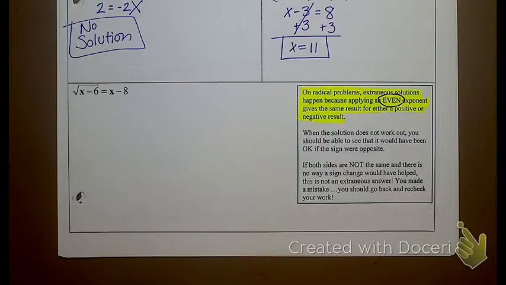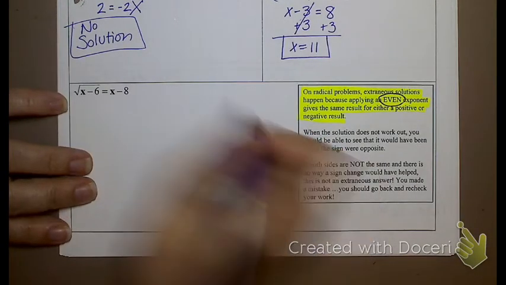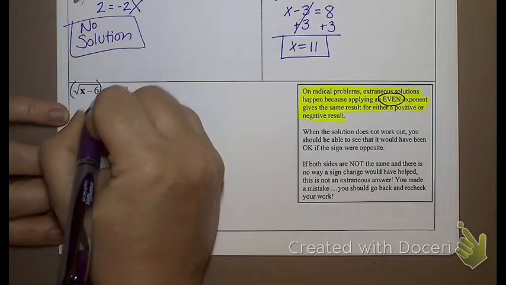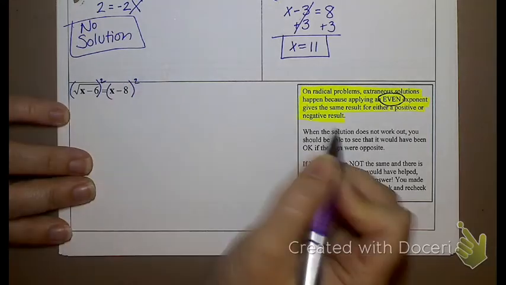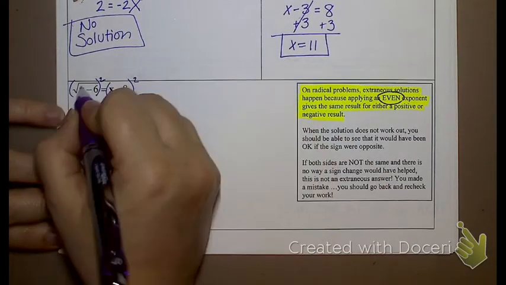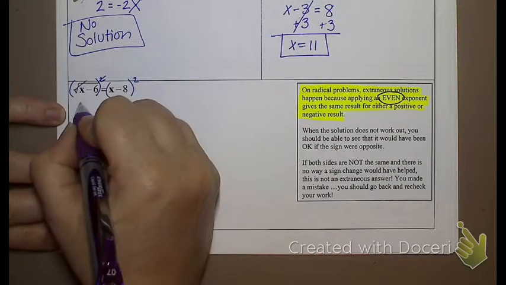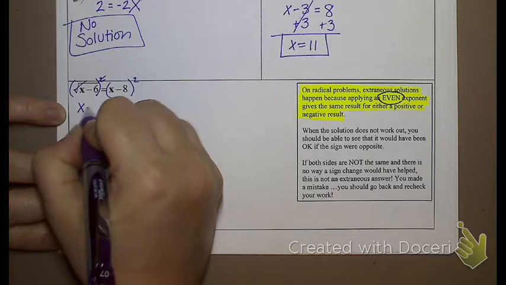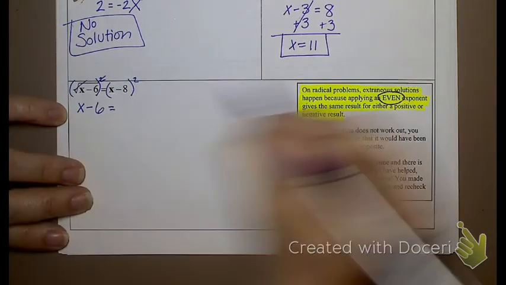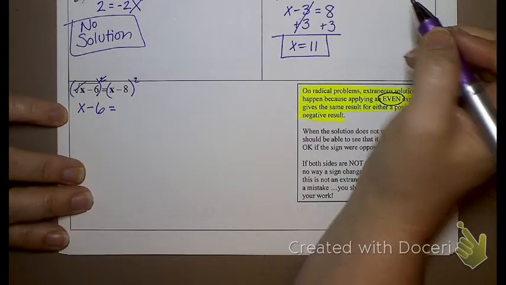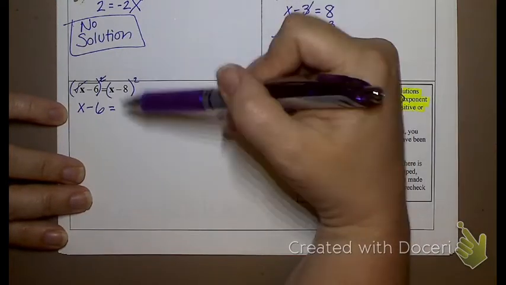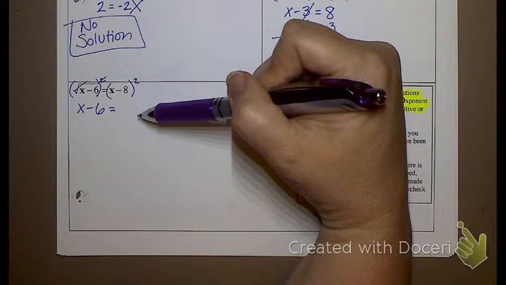Next problem here. Is my radical by itself? Yes. So I'm ready to square both sides. Am I going to have to check my answer? Yes, because I have a square root and that's an even index. Square root cancels the square. So x minus 6 equals. Now this is a problem where people tend to lose a lot of points. I can't tell you how many people turn this side into x squared plus 64.